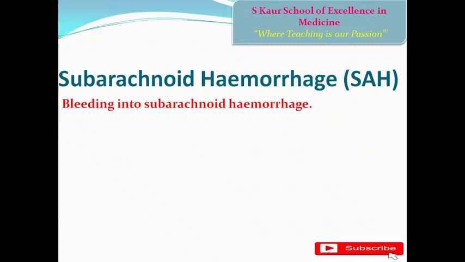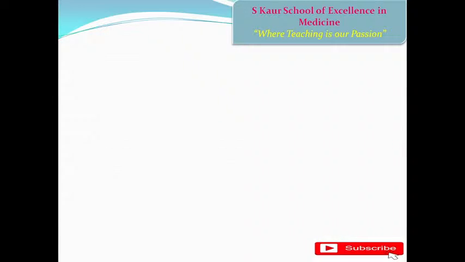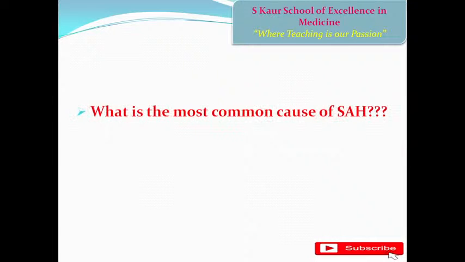Moving to the next, what is SAH? SAH is subarachnoid hemorrhage. We talked about the epidural and subdural. Now it is subarachnoid hemorrhage, meaning bleeding into the subarachnoid space. There's a little mistake on the slide, it should be space. Bleeding into subarachnoid space. Next, a question for you. What is the most common cause of SAH? Most common cause of subarachnoid hemorrhage.